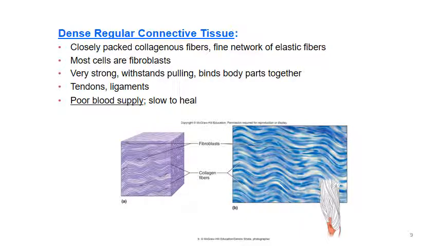Dense regular connective tissue, this has a lot of collagen fibers. Collagen fibers are arranged kind of like waves in waveform. And know that this tissue makes up tendons and ligaments.